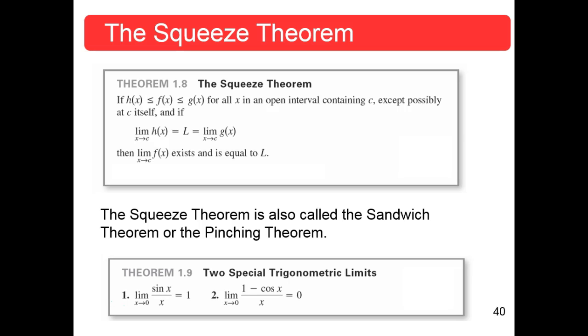If h of x is always less than or equal to alpha of x, and that's always less than or equal to g of x, for all x's on some open interval containing that value c that you're evaluating, except possibly at c itself, because it may not have a value there. And the limit of h of x as x approaches c has to be the same as the limit of g of x as x approaches c. So you see, if those limits are the same, that means as x is going to c, these things are going to the same value. Alpha has to be at that same value too. Then the limit as x approaches c of alpha of x also exists and is equal to that same value.